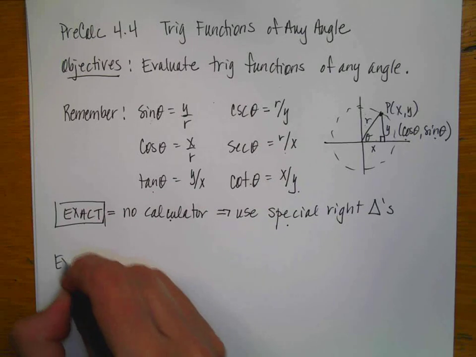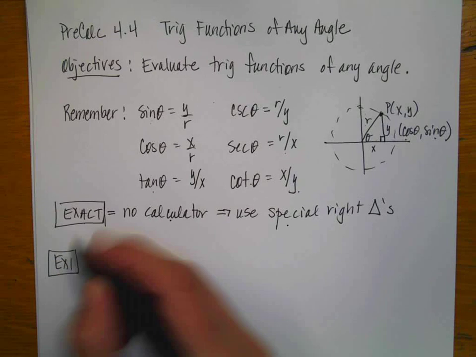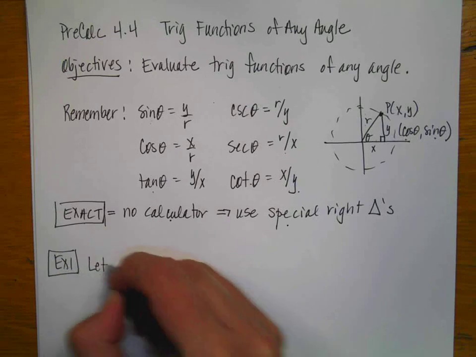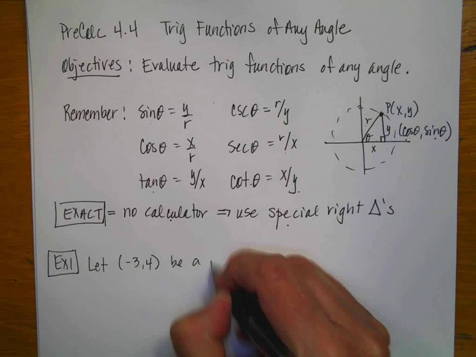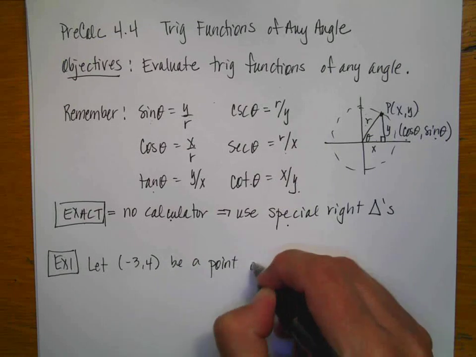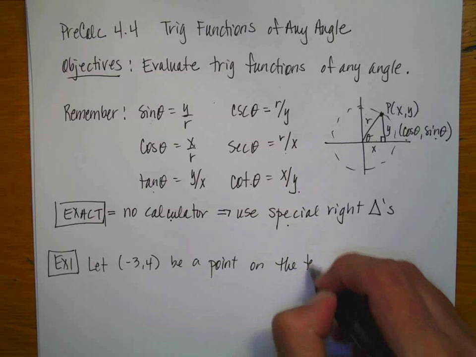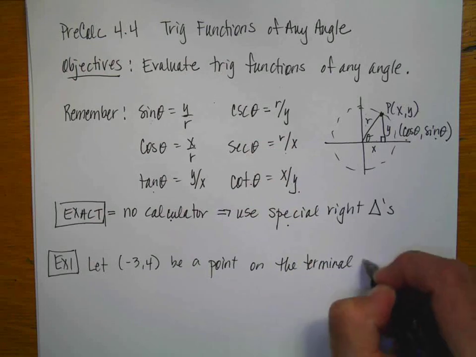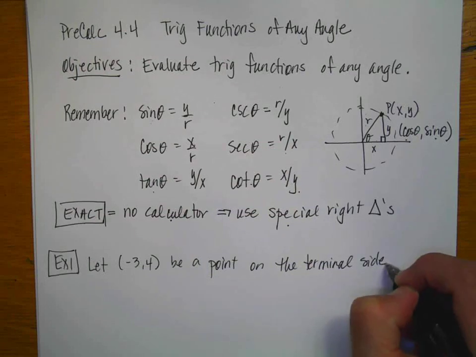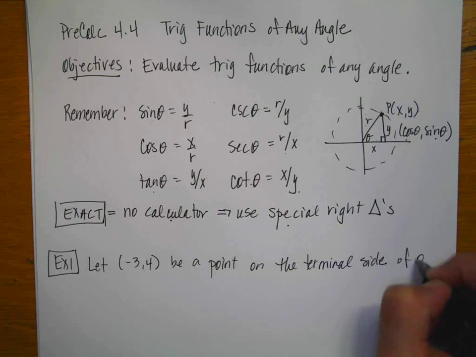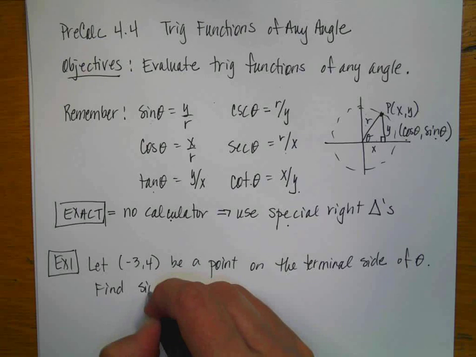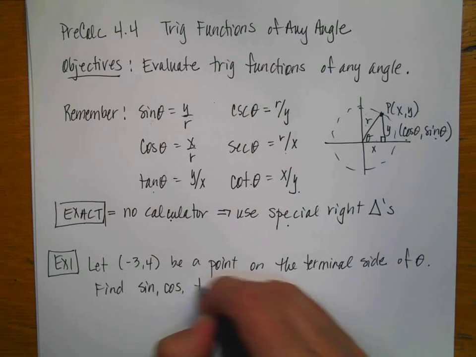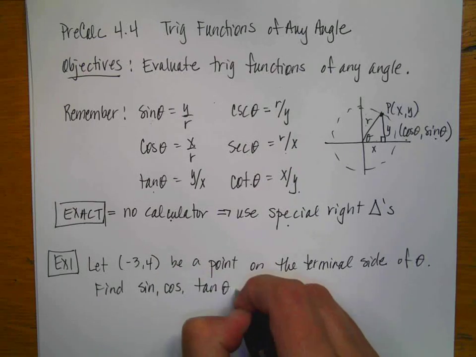So as we start, let's do example number 1. And it says, let the point -3, 4 be a point on the terminal side. And terminal side, remember, is where we stop our rotation of theta. Find the sine, cosine, and tangent of theta.